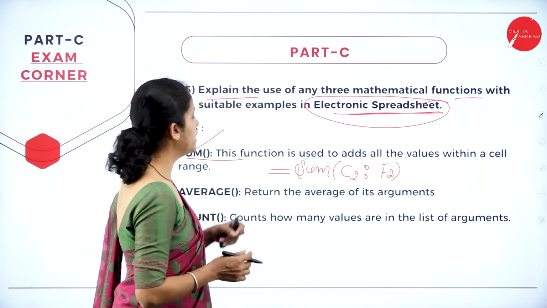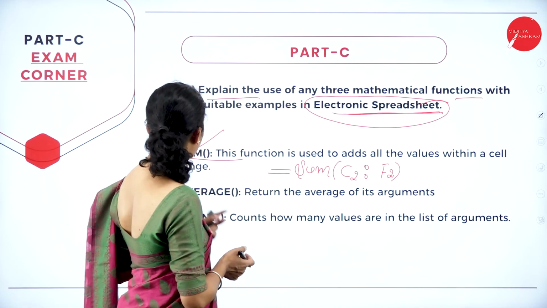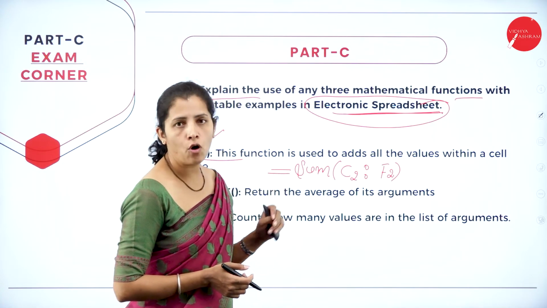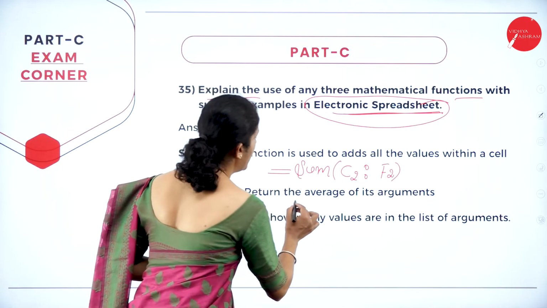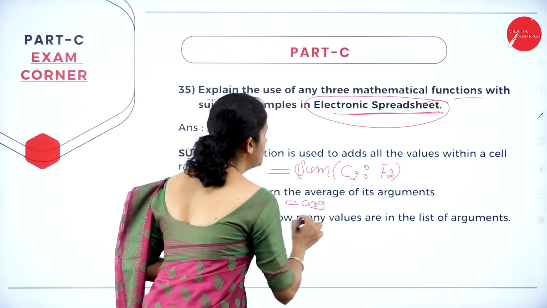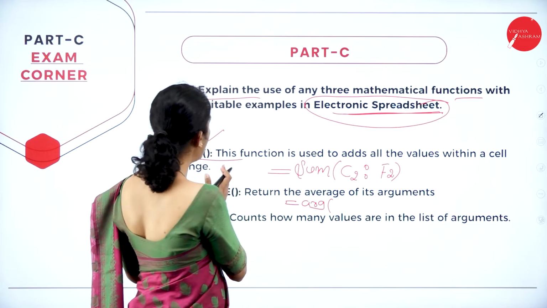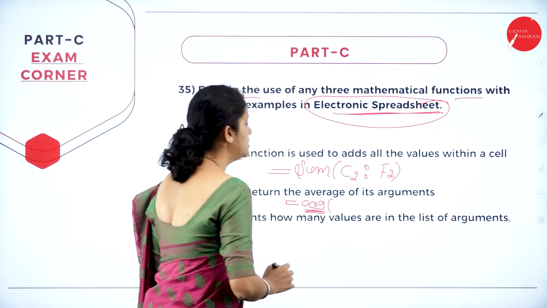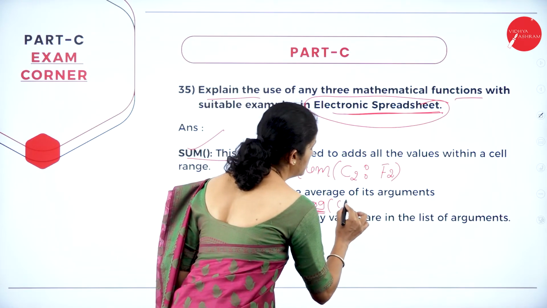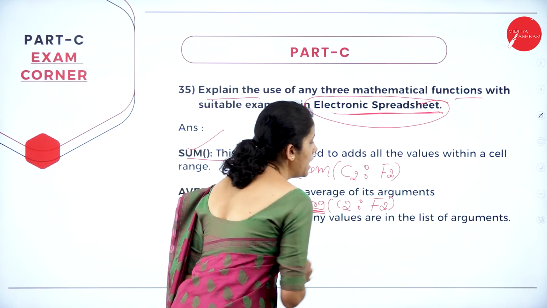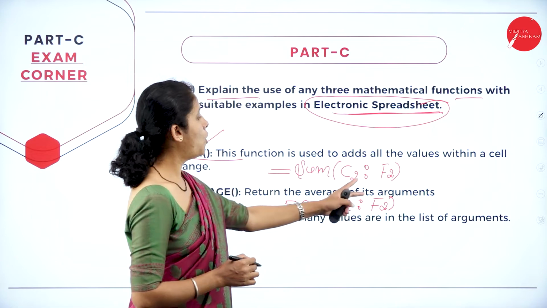Now average. What is average? It returns the average of its arguments. So if I write equal to AVERAGE, you want to write the complete word average here and then write the range. Now it is going to display the average of the arguments.